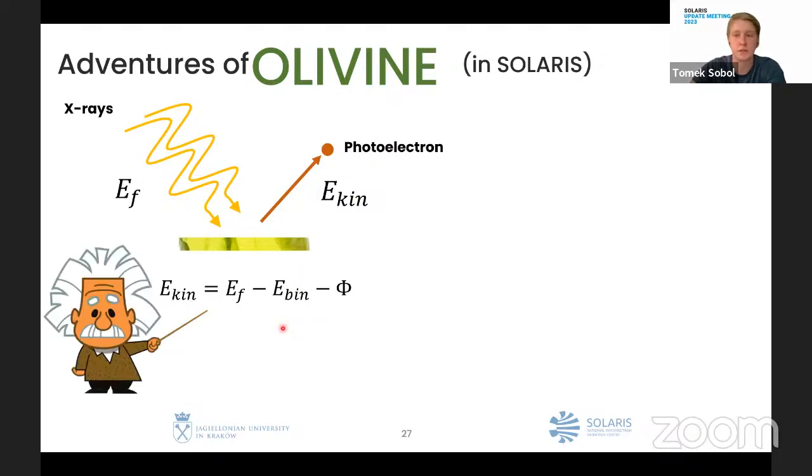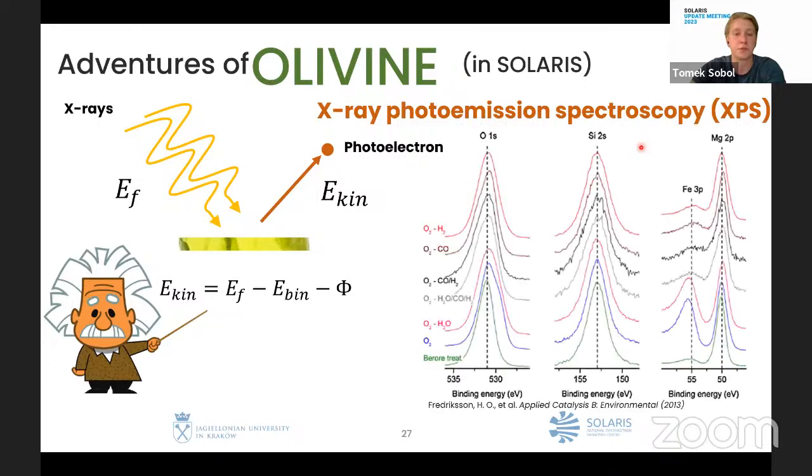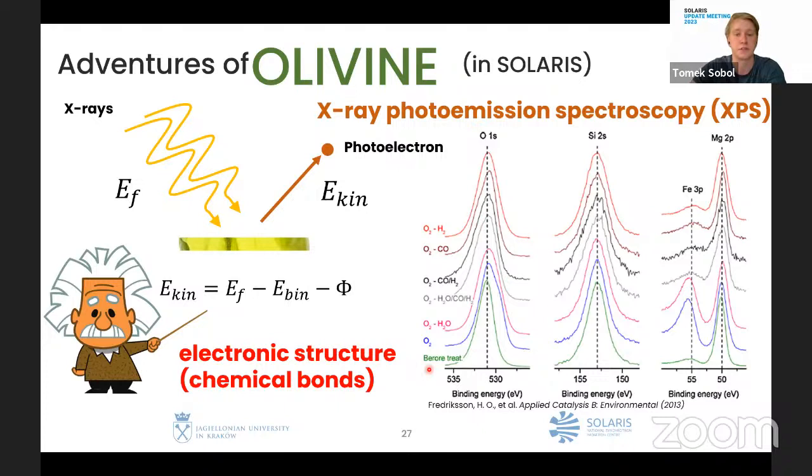And this guy explained it to us at the beginning of the 20th century, and he also received the Nobel Prize for the explanation of this photoemission process. And this technique is called X-ray photoemission spectroscopy. What you really get from this technique is information about the chemistry, and more generally, about the electronic structure. So we can say that the olivine is made from oxygen, silicon, iron, and magnesium. We can also measure the energy of the valence band, of the valence electrons, and it's very important to know this energy if we want to say something about the electrical properties of the material.